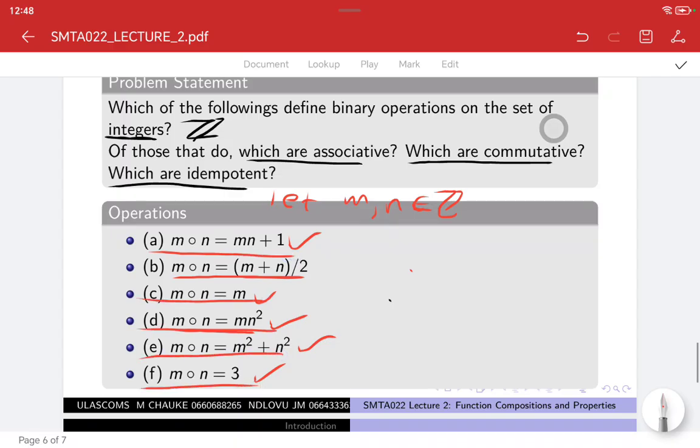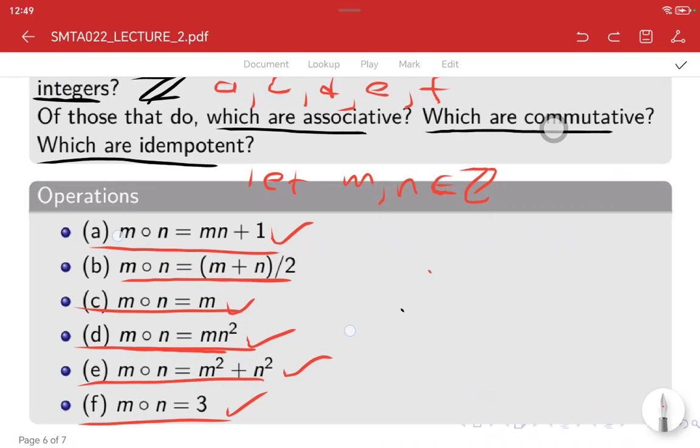So the first question should be A, C, D, E, F. You see, they said what? Of those that do. It means that only those that are here we can check associativity, commutativity, and idempotent. Then of those that do, we must check. So even if they didn't say this, you must know that if closure is not satisfied, why am I checking associativity? Because obviously, whatever that will be associated with, it might not be within the same set. So it will be pointless. So let's check the first one, A.